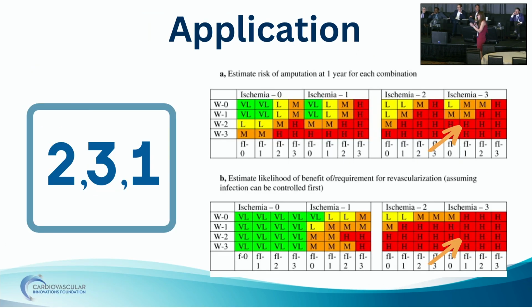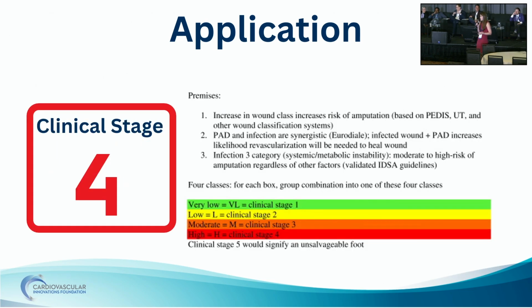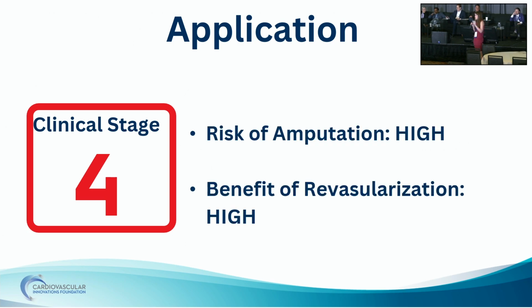So we go to our handy dandy little chart, or use the app, which is much easier. Get our 2, 3, and 1. We find that we're clinical stage 4. So this gives us an implication that we're at high risk for 1-year amputation, but also have a high benefit of revascularization. So I'd like to ask my colleagues on the panel, just with this limited information, how would y'all proceed?